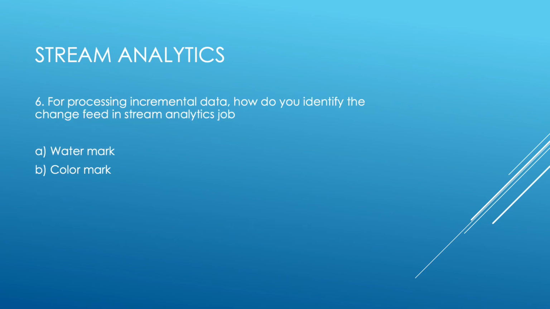Next, for processing incremental data, how do you identify the change feed in a Stream Analytics job? A. Watermark. Watermark is nothing but the event time ingestion marker. So using this event time marker, the change feed will be identified and the incremental data will be processed. So here A is the right answer, B is not the right answer here.